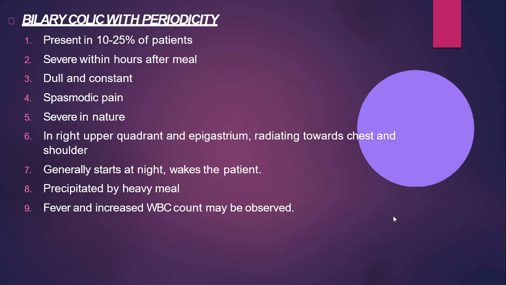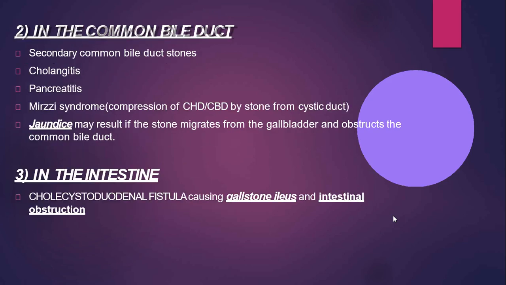It is present in 10 to 25% of patients, severe within an hour after meals. It may be dull and constant, or spasmodic pain, severe in nature, in the right upper quadrant and epigastrium. It radiates towards the chest and shoulder, and sometimes it mimics cardiac pain also. Generally it starts at night, wakes the patient up from sleep, precipitated by a heavy meal. When the gallbladder becomes infected, the patient may have fever and increased WBC count may be observed. It means there is a formation of pyocele or empyema of the gallbladder.